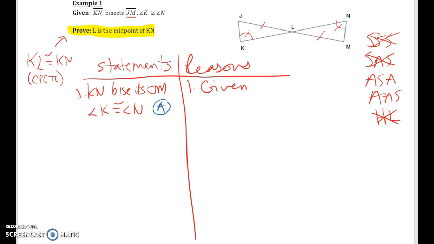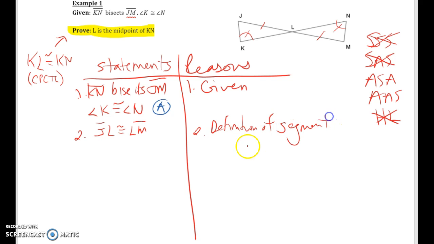Right, so I have my given information, and in the given information I have one congruency statement regarding angles, so I put a little a next to it. So number 2 is from the fact that KN bisects JM in the given information, we know that JL is congruent to LM, and that is the definition of a segment bisector. Alright, so that just gave me a congruency statement about the sides, so now I'm looking for another angle.